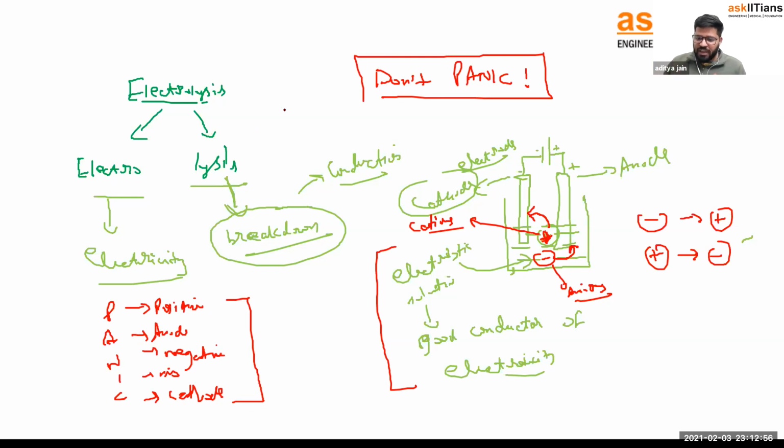Clear? If the anode is positive, it will attract negative ions, and those negative ions will be called anions because they are attracted towards the anode. If the cathode is negative, it will attract positive ions towards it, and those positive ions attracted towards the cathode will be known as cations. So this is electrolysis, a very important process.